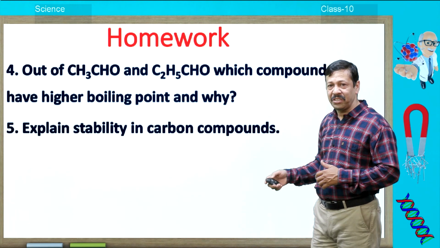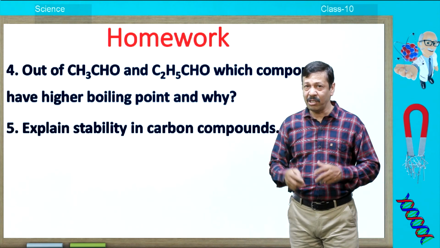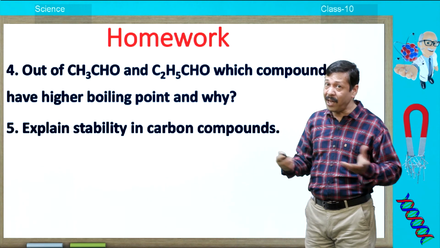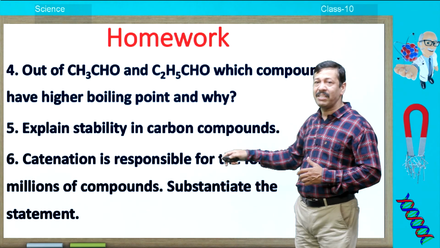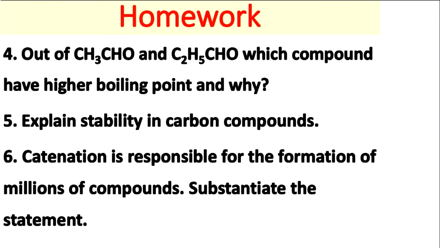The fifth question, explain the stability in carbon compounds. How will you explain which is the stable compound and which is less stable? Why? Catenation is responsible for the formation of millions of compounds. Substantiate the statement. How will you explain?